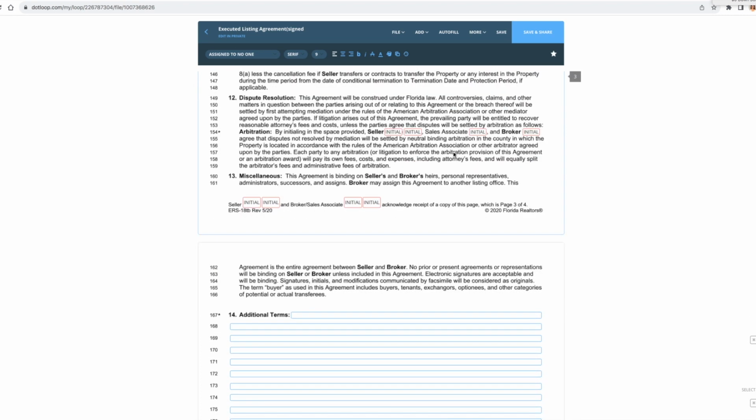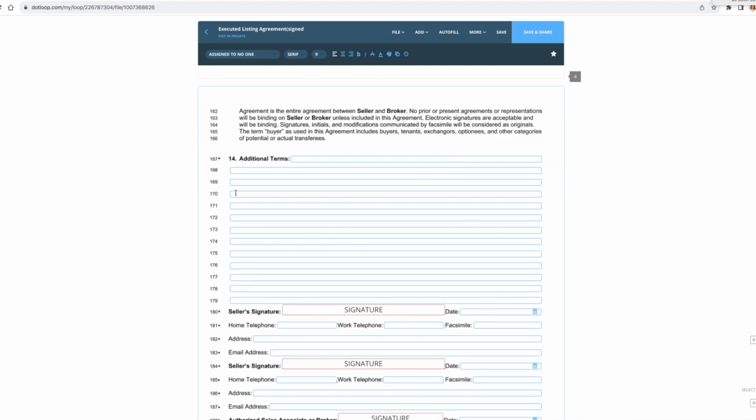If we go further down, additional terms, this is where I like to be really specific about things. So let's say I recommended a certain price point, but my seller wants a different price point. I will note in here, listing agent suggested price point of this much to this point. We are happy to continue with the listing at this price point upon the seller's request. Yada, yada.